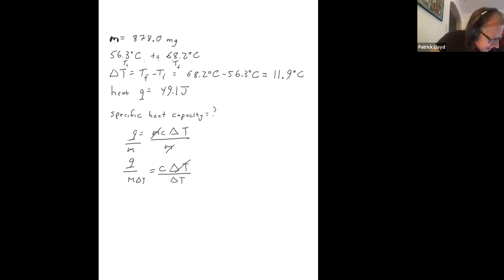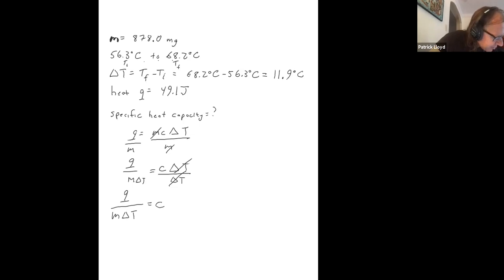So now delta T cancels, and you've got Q over M delta T is equal to C. All right. Now, when we do this, we're going to end up with per milligram, but that's fine. We'll do the conversion afterward. Maybe the answer could be in milligrams. We'll see.